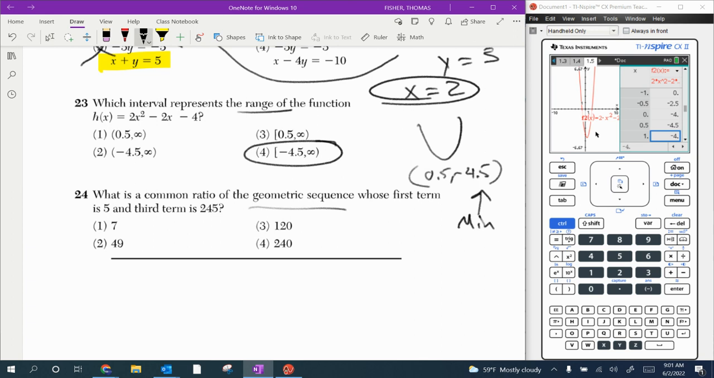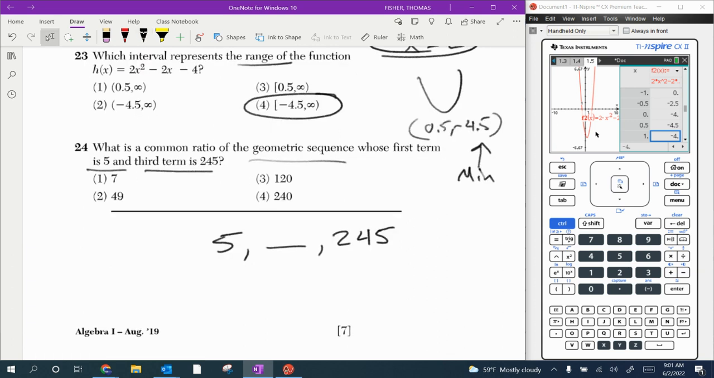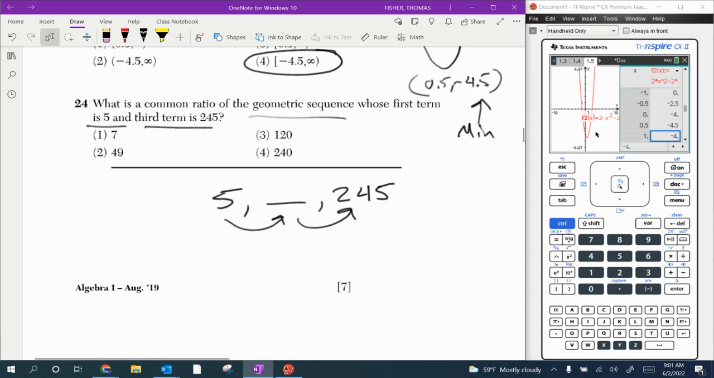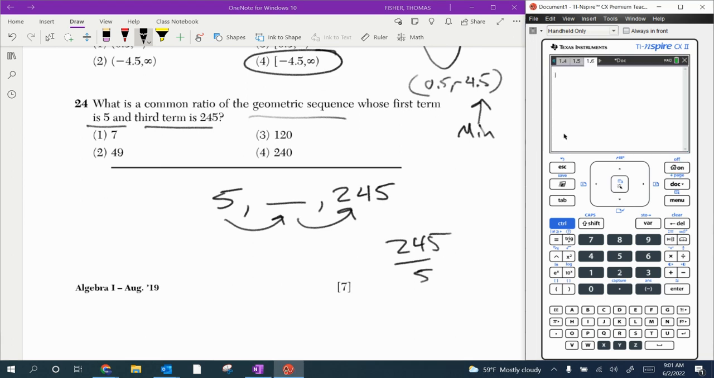Geometric sequence, first term is 5, third term is 245. So 5 is the first term, don't know the second term, third term is 245. So something is happening here where we're multiplying by something here, and that same something over here. So what we want to do is think about, okay, well, what would 245 divided by 5 be? That would be 2 jumps. So if I go to a calculator and just divide that quick, that's 49. So this big jump is times 49.